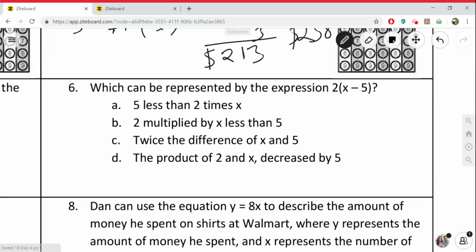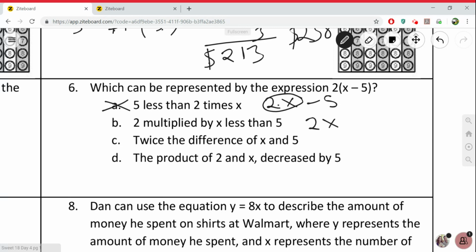Question number 6, which can be represented by the expression 2 parentheses x minus 5 close the parentheses. Let's look at A. A would be 5 less, so that's minus 5, not 5 minus, but minus 5, then 2 times x. So this is 2 times x, and then it's minus 5 because it's 5 less than this thing right here. So that's not right. 2 multiplied by x less than 5.